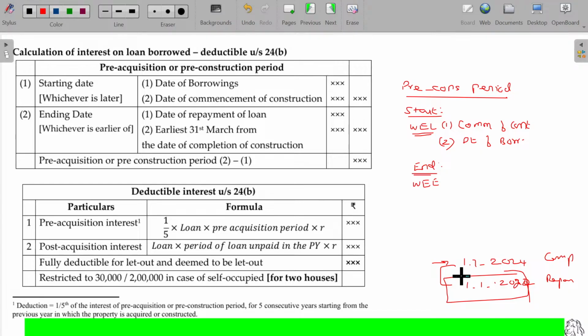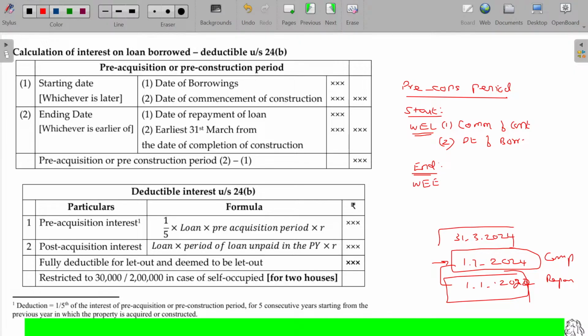But one extra point to be noted. What is the date of completion of construction? If I ask you 1/7/2024 means, the date will be considered as 31st March 2024. Earliest 31st March 2024 for the completion of construction of any property in any of the previous year. Otherwise, the end of the last previous year will be taken. If the completion happens on 1/7/2024, automatically the pre-construction period ends on 31st March 2024. Otherwise, end of the last previous year.